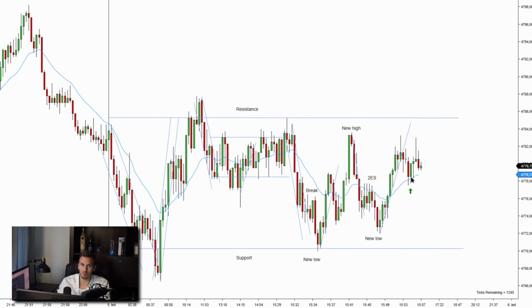Two-legged pullback is a high probability setup at the key entry point, which is the exponential moving average. We're coming from the lows, we're heading to the highs. Right now, since we have an attempt to create a new extreme, we can push higher, but I'm just going to be patient and I'm not going to take this high low here.